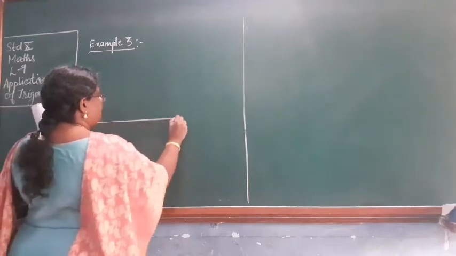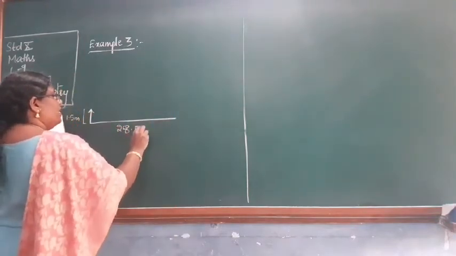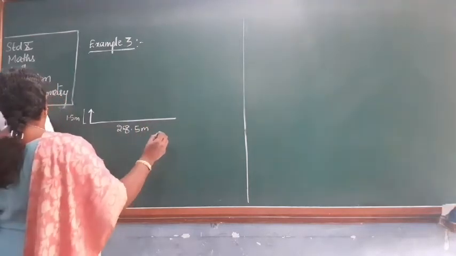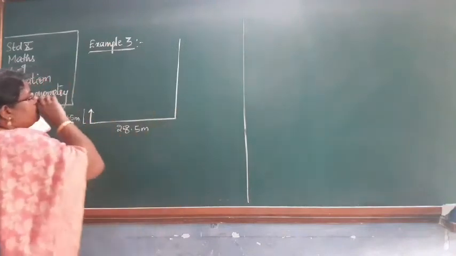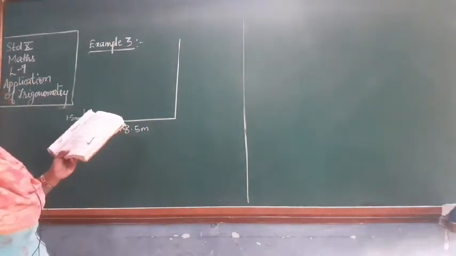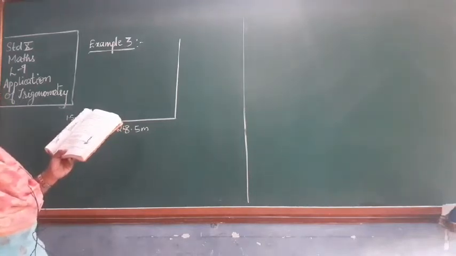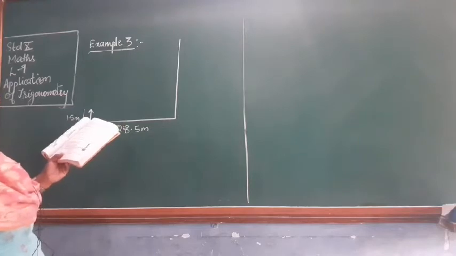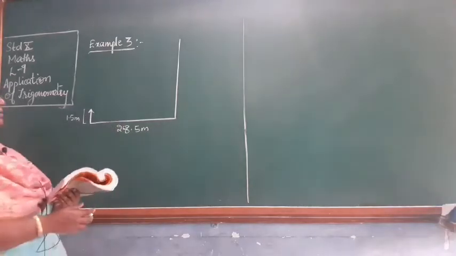And this observer is 28.5 meters away from a chimney. So there is a chimney here. Okay? And the angle of elevation of the top of the chimney from her eyes is 45 degrees. What is the height of the chimney?